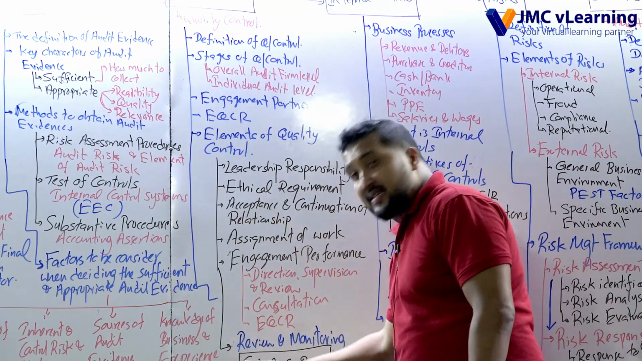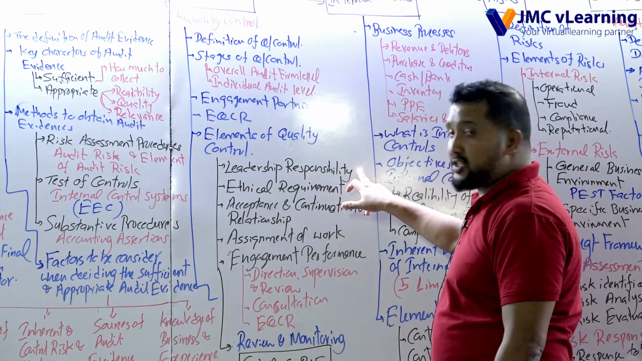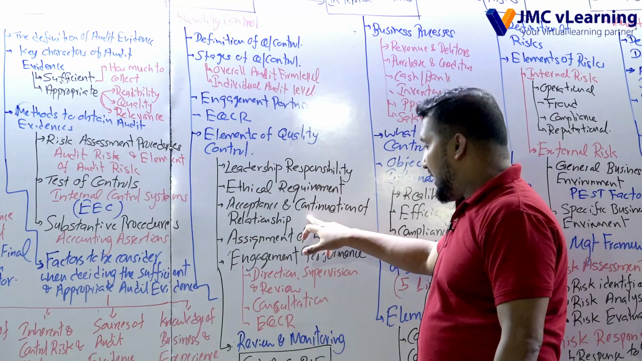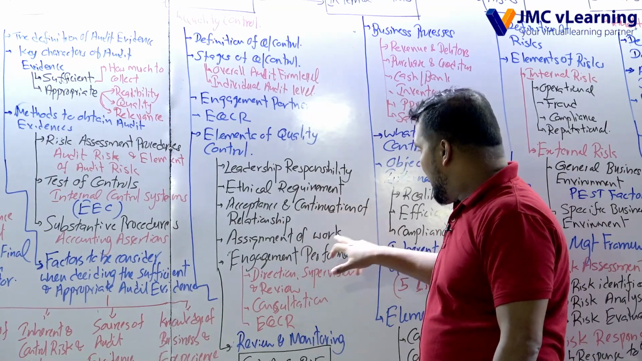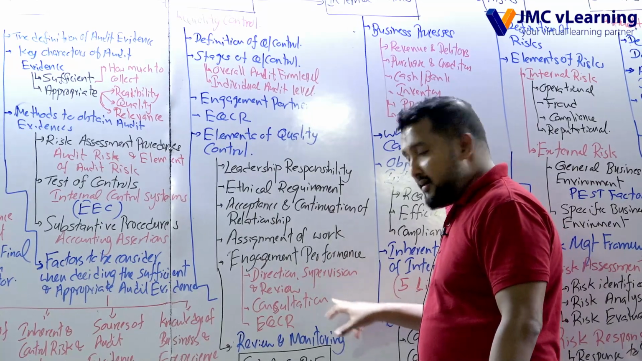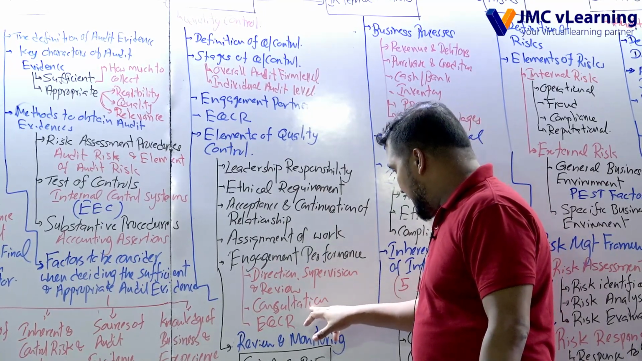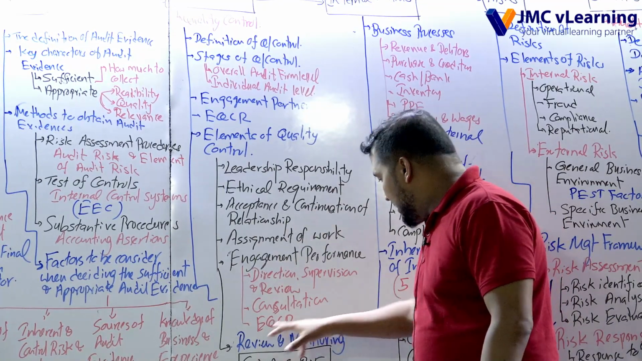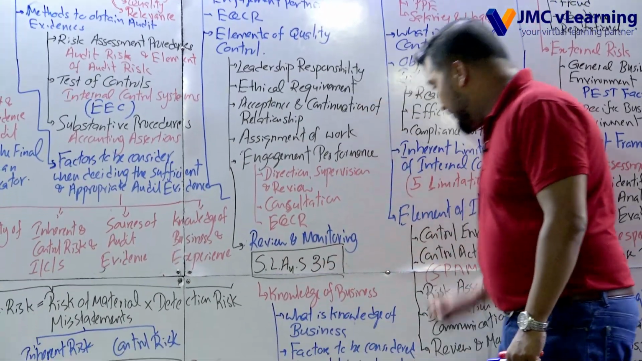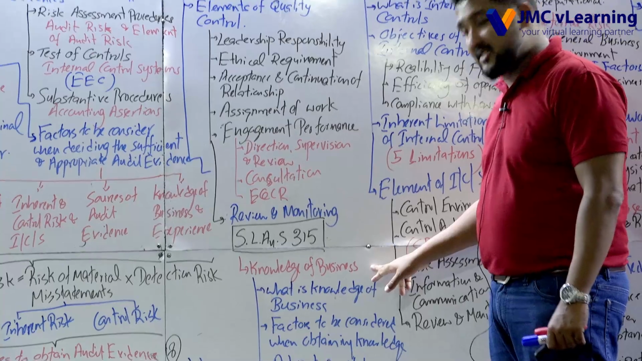Then we discuss the elements of quality control. Basically we have identified 6 elements, starting from leadership responsibility, then ethical requirements, acceptance and continuation of relationship, that is client relationship, assignment of work, engagement performance, further segregated into 3: direction, supervision and review, consultation and EQCR, and finally review and monitoring.